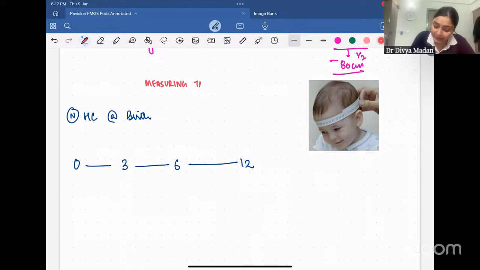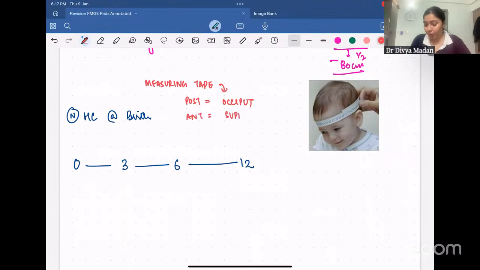And we are placing this tape in a very meticulous way. Posteriorly, it is landing on the occiput, that is the highest point of the occiput, and anteriorly just above the supraorbital ridge. Right? And the overlap of the tape is done at the parietal region. And we take 3 such readings, and the average of that is going to be the head circumference of the child.